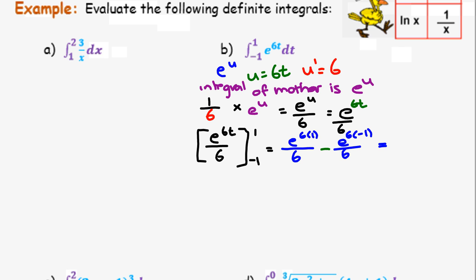I'll do the next bit in red, which is e to the 6 over 6 minus e to the -6 over 6. That might be an okay way to leave our answer, but it might not be the best way to leave the answer too. I'm going to circle that to say that's okay to leave it like that if you want. If it said no negative indices or something like that, we might have to do something with it.